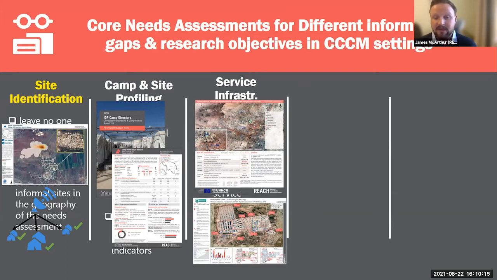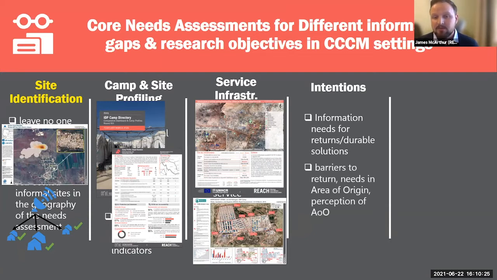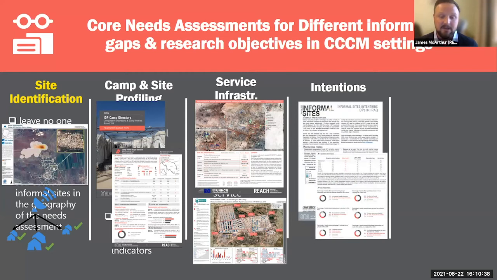And starting to look at how that lines up to the standards and camp planning and SARE standards. And then information needs for returns and durable solutions. So barriers to return, the needs in the area of origin or the perception of the area of origin. So understanding these information needs to inform returns and durable solutions, I think, is also an important core part.